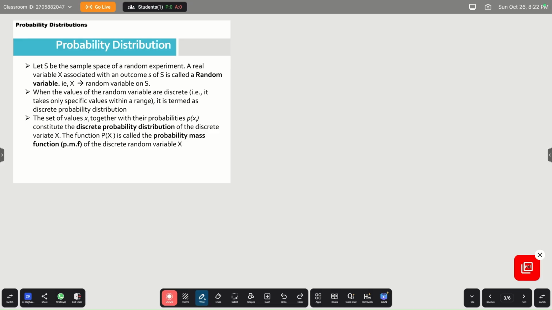A random variable is very simple. Let us take a variable x, and this x takes values based on the outcome of a random experiment. That's it. It's a very simple definition. Let's understand this with a simple example. Let us take an example of tossing two coins.